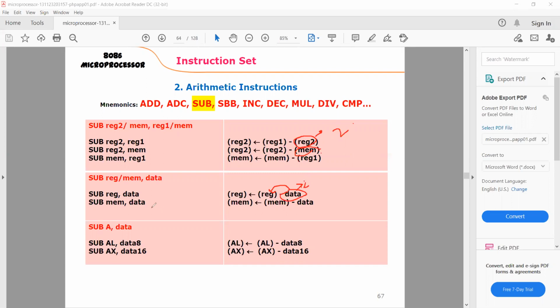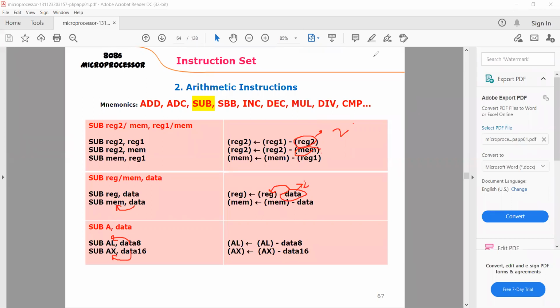Similarly, here the data given in the instruction will get subtracted from the data present in the memory. That is the meaning of this instruction. This is the generalization process. You can use any register here, any memory location here, any of the registers that we have in the microprocessor system. That is what is called generalization. Similarly, the data with the AX register and the data with the AL register follow the same process.